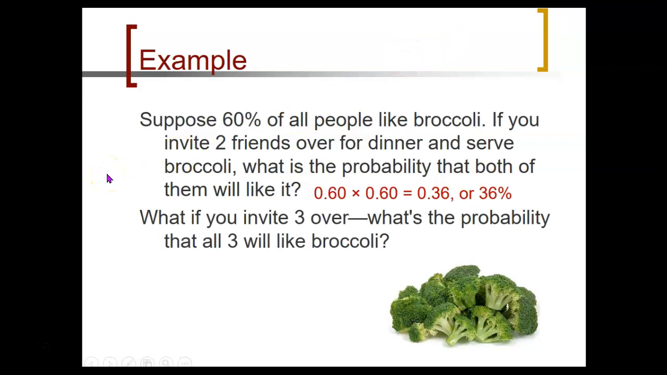What if you invite three friends over? What's the probability that all three will like broccoli? That means that the first one does, and the second one does, and the third one does. So that would be 0.60 times 0.60 times 0.60, and that comes out to be 0.216, or 21.6%.